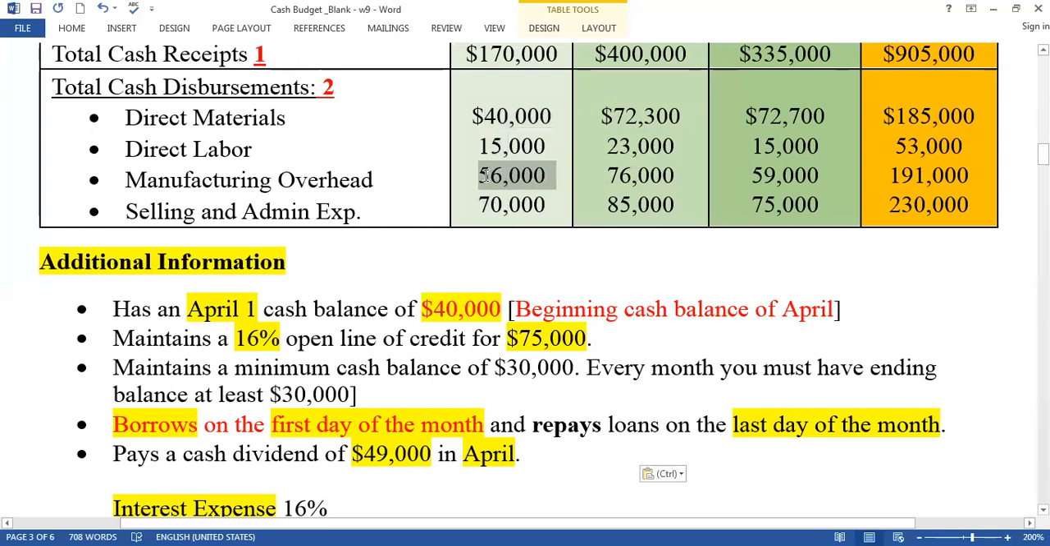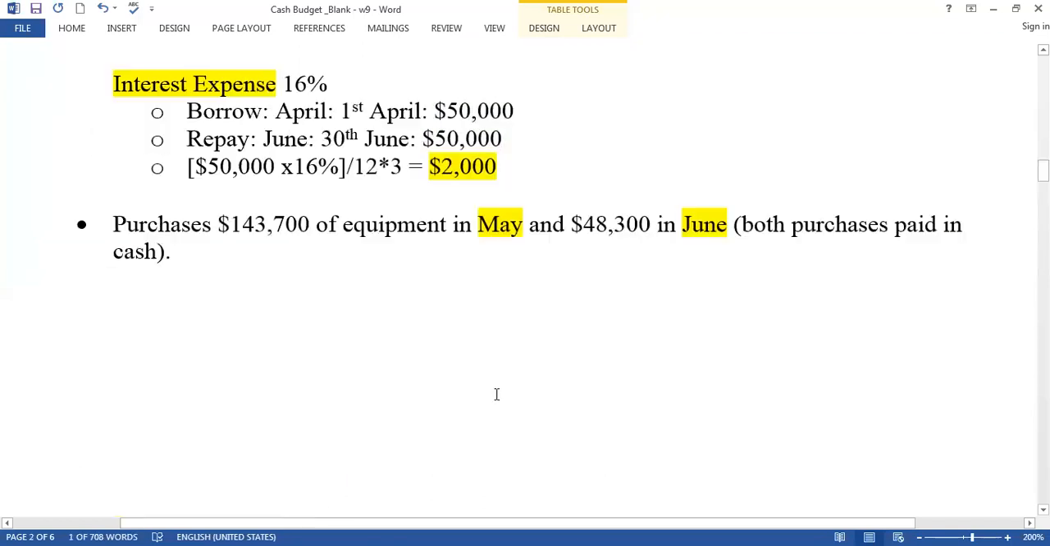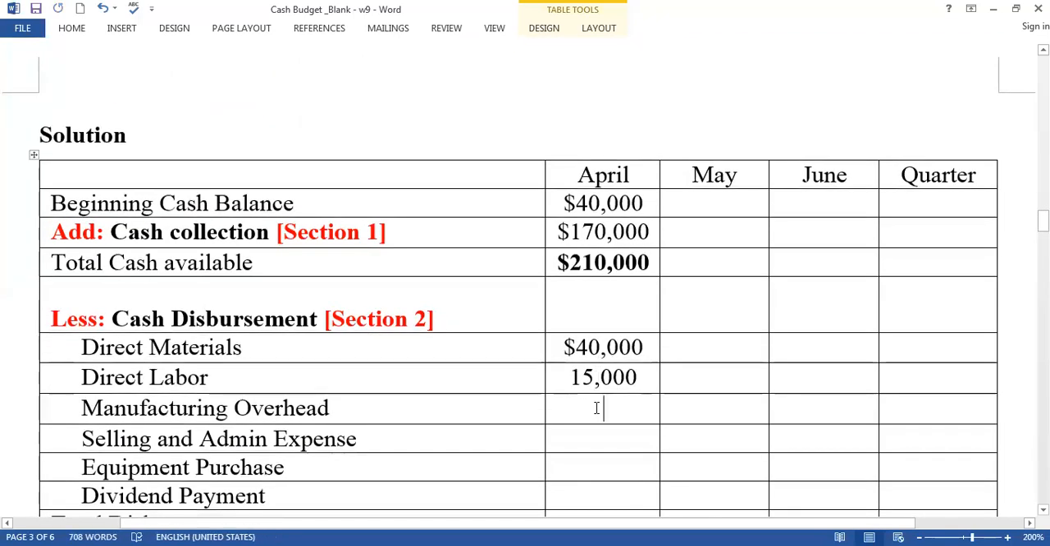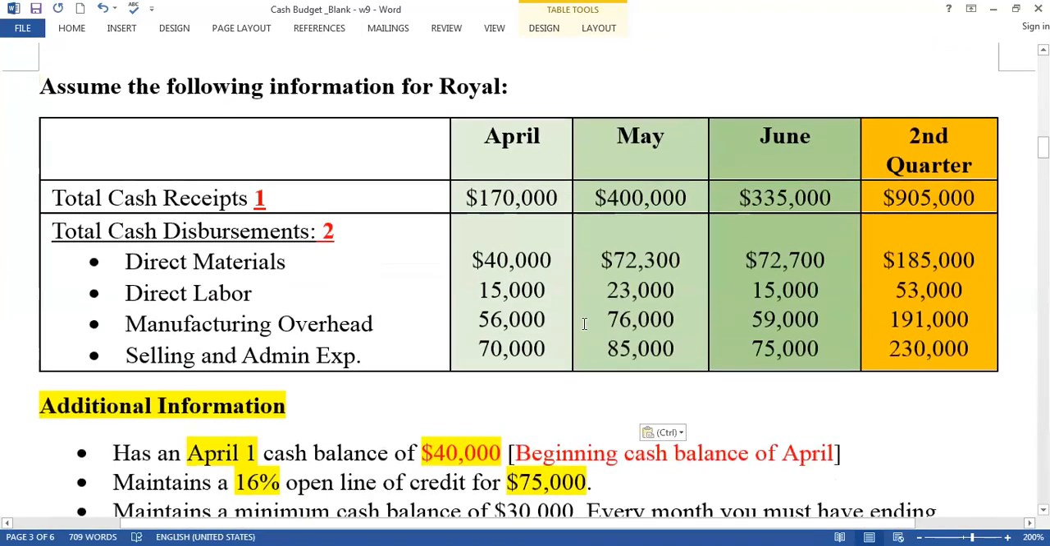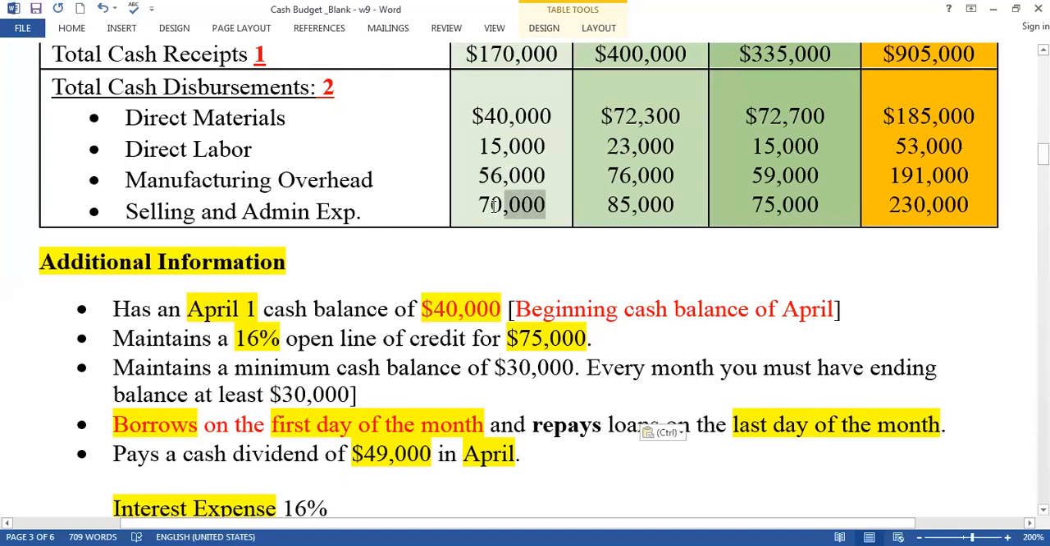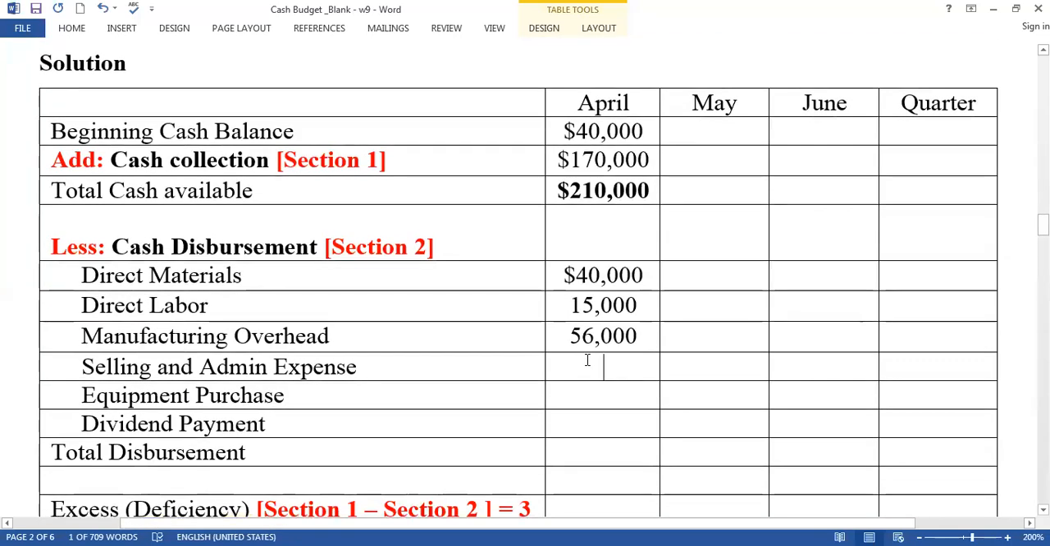Then this is the manufacturing overhead, $56,000. Indirect material, indirect labor, other factory overhead, we have to pay cash, $56,000. Then selling $70,000. We pay this cash.